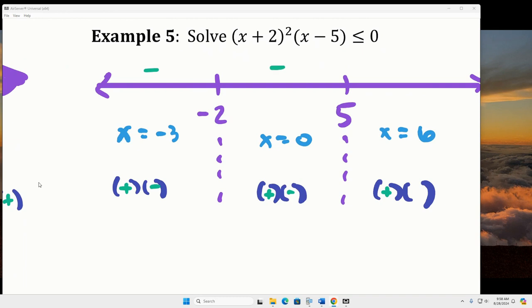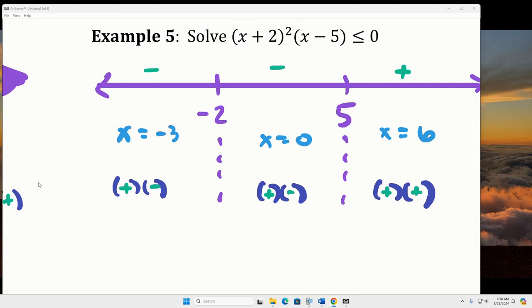And a positive times a negative is a negative. And then 6 minus 5 is a positive. Okay, so does everybody understand why I automatically put pluses there? Because that will save you some time if you see that. So if your factor is being squared, you can just say it's positive.